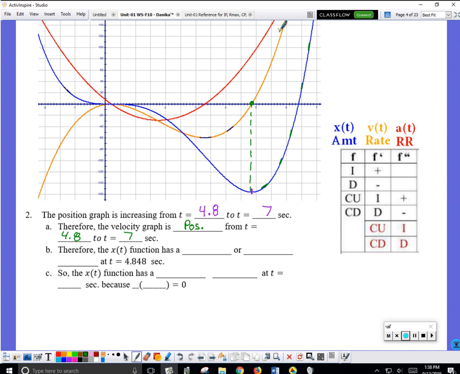The function itself would go on much further, but it's actually very common on an AP question to say, hey, only look in this window. Okay. That's all. Please, 2 points.